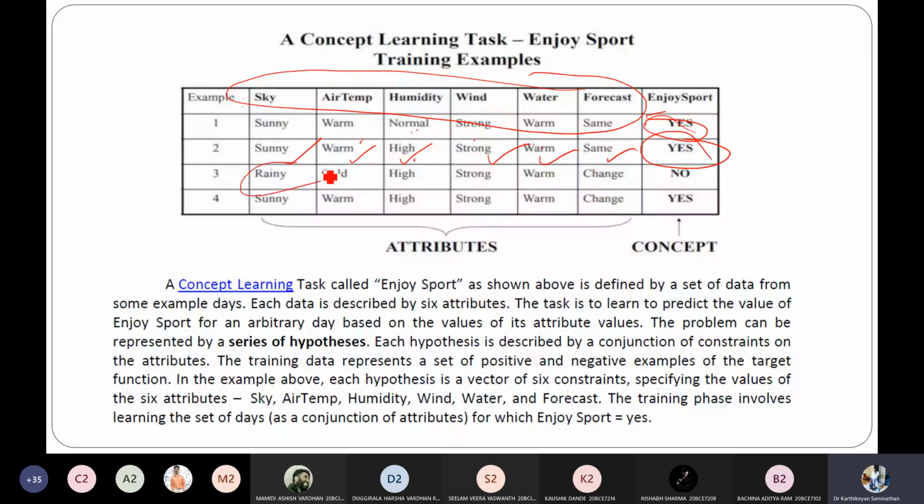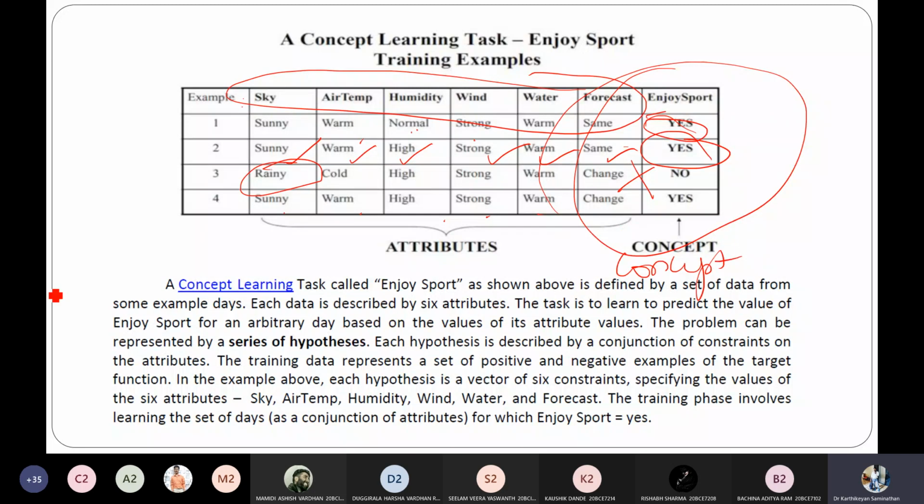Then if it is a rainy season, obviously he may not come out. No one will come out for enjoying sports. Then another one, again sunny, warm, high, strong, warm and change. Then he will come out. So whether the person enjoys the sport or not, that is what this concept is all about.